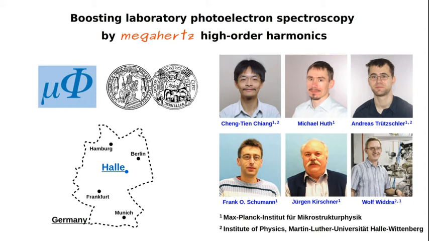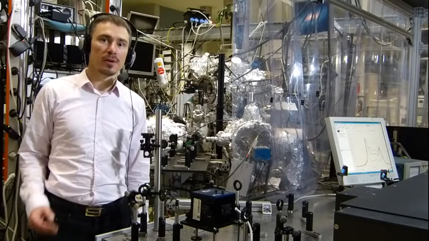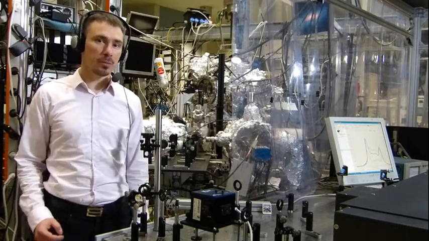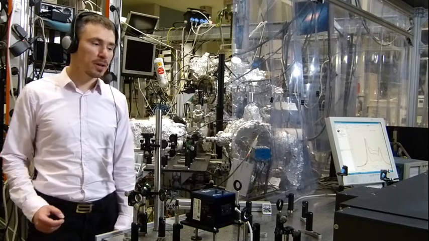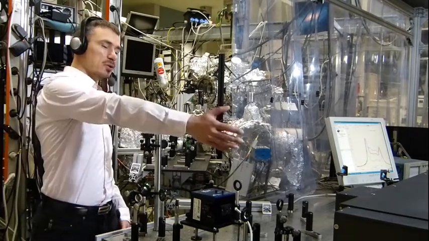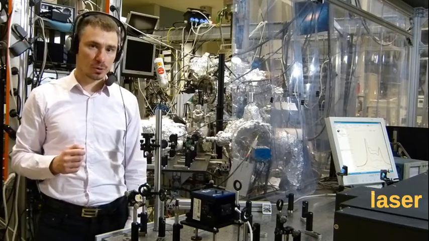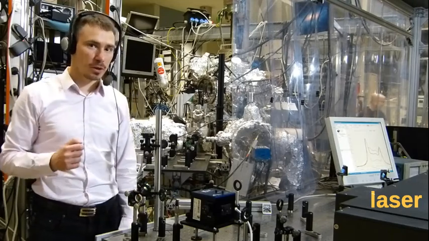In this paper, we present laboratory photoelectron spectroscopy experiments using a high-order harmonic light source. My name is Huth and I present our experimental setup for the high-order harmonic generation. As driving laser, we use a fiber-based laser system, which you can see on this side. It's an infrared laser with a pulse energy of 14 microjoule and a repetition rate of about 1 Megahertz.